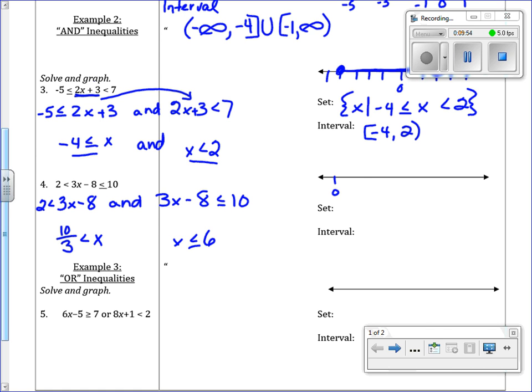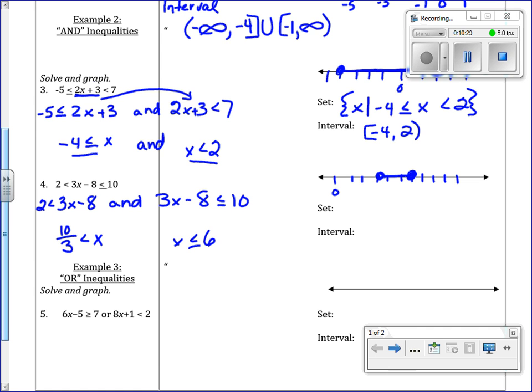Here's my 0, 1, 2, 3, 4, 5, 6, 7, 8, 9, 10. All right, so x is less than or equal to 6. 1, 2, 3, 4, 5, 6. All right, and x is greater than 10 thirds. 10 thirds would be 3 and a third. So 1, 2, 3 and a third is somewhere in there. I'll have my open circle, and I color in between those two lines.